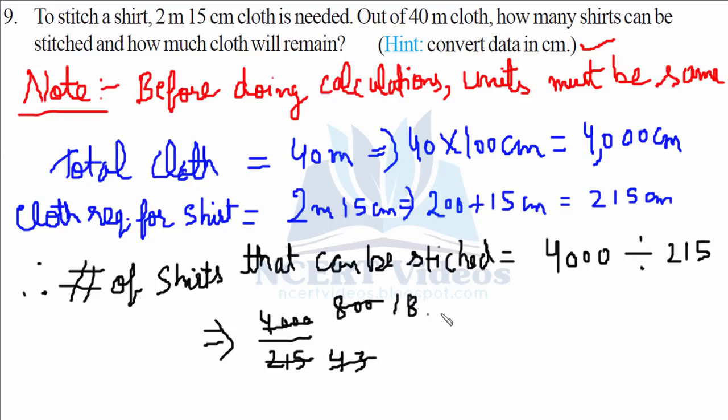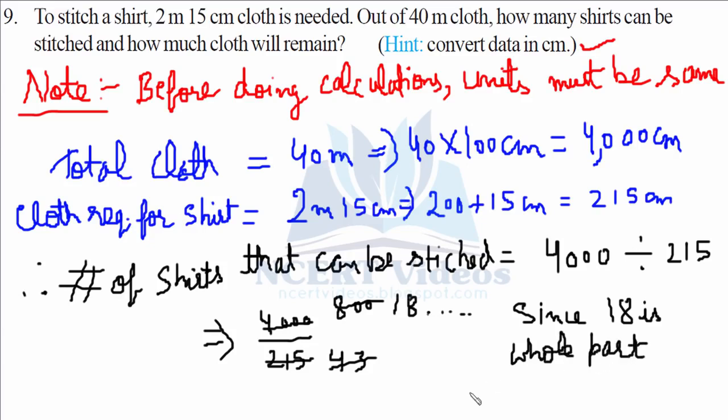That is 18 point something would be the answer. We don't have to do anything with the something part. So 18 would be your answer, because 18 is the whole part. Therefore 18 total shirts can exactly be made out of the 4,000 centimeter cloth. That is your question number 9. That is how you will do such type of questions. So 18 shirts.